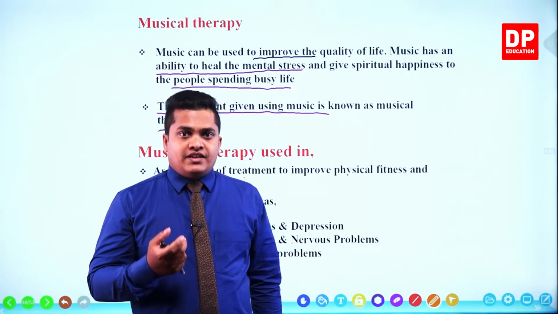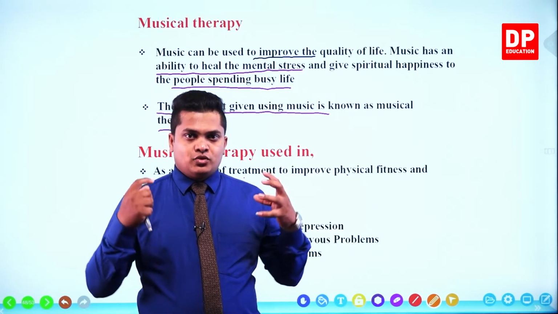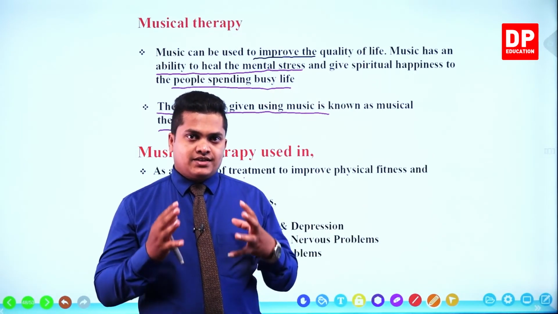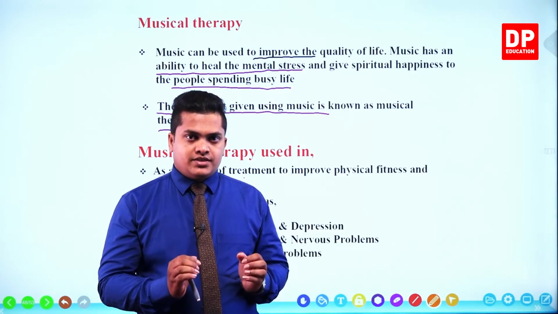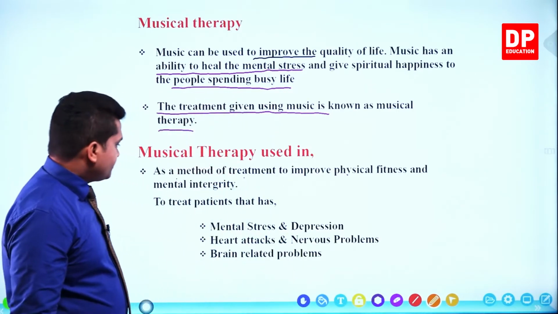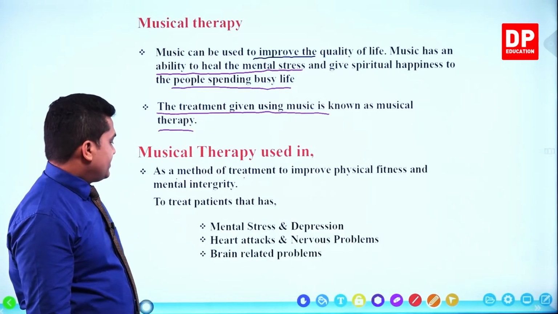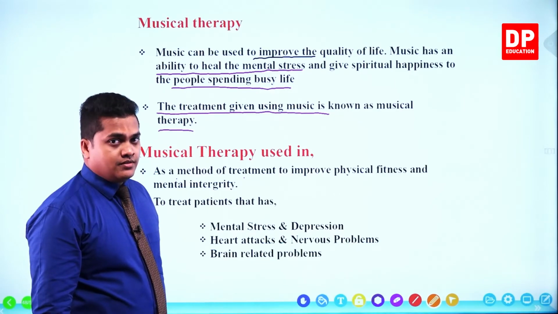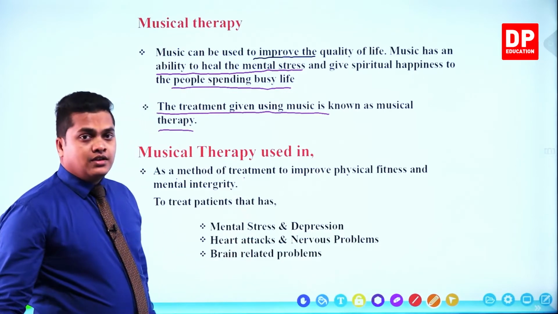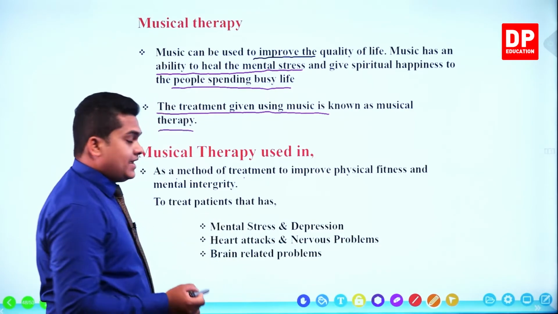If you take a running event, and athletes listen to good, pleasant music, by that way he can concentrate. He can focus on the event which is coming in front. So as a method of treatment to improve the physical fitness and the mental integrity, to treat patients, and especially for the patients that have these kinds of diseases. What? Mental stress and depression.